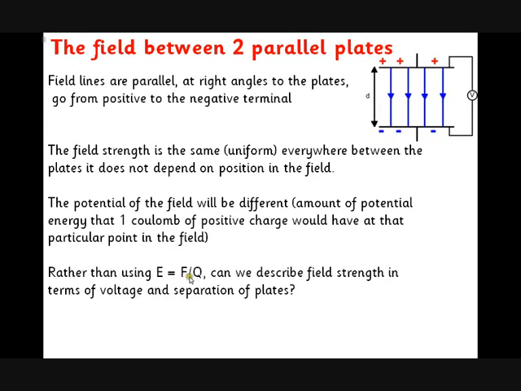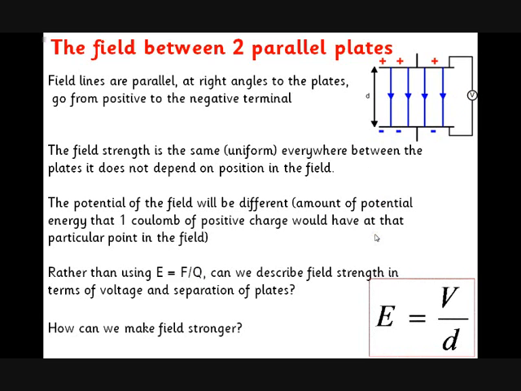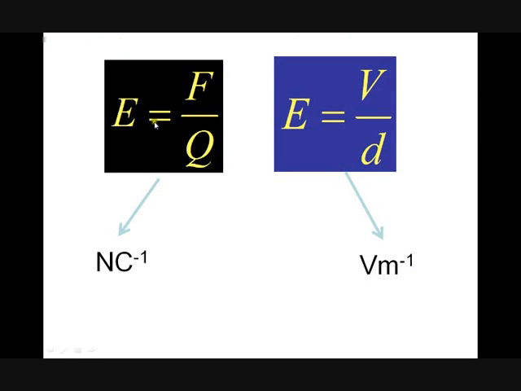Rather than using E equals F over Q, it'd be nice if we had a formula using the voltage between the plates and maybe the distance, and we derive this in lesson. It's ever so easy to derive, and we say that the field strength is equal to V over D, which is the voltage between the plates, the potential difference between the plates, and the distance between them. Think about the units then, just finally. We've got two formulas to describe electric field strength.